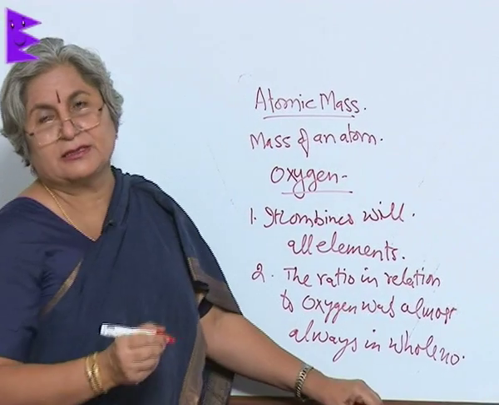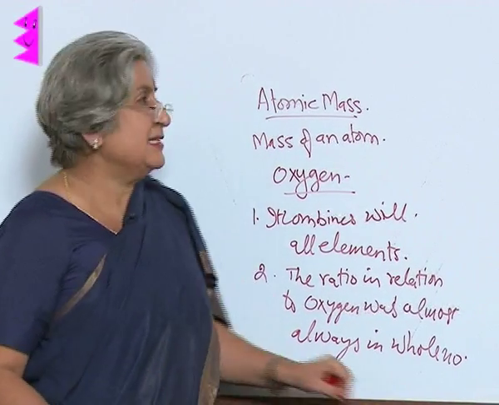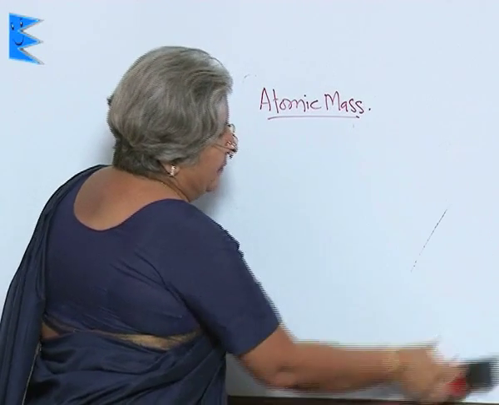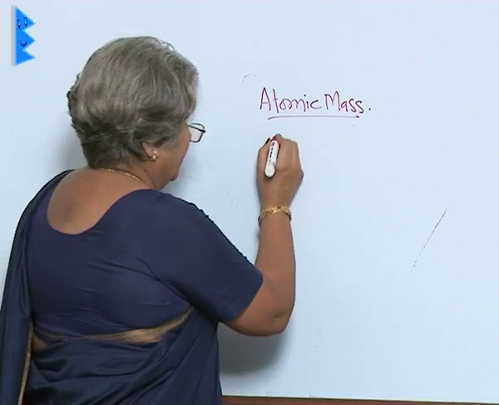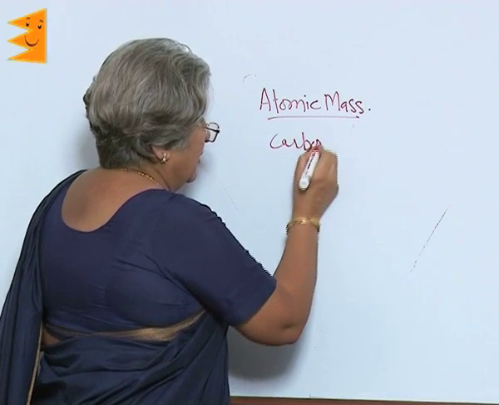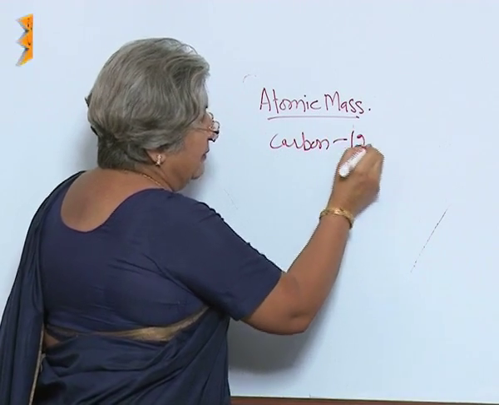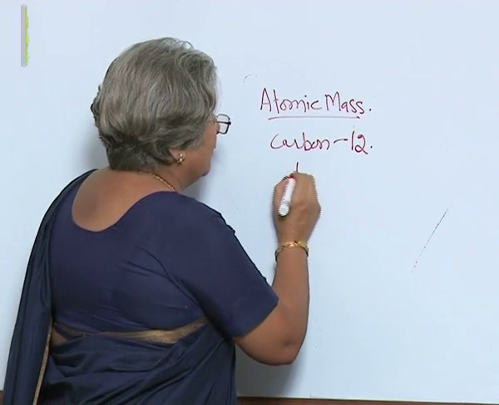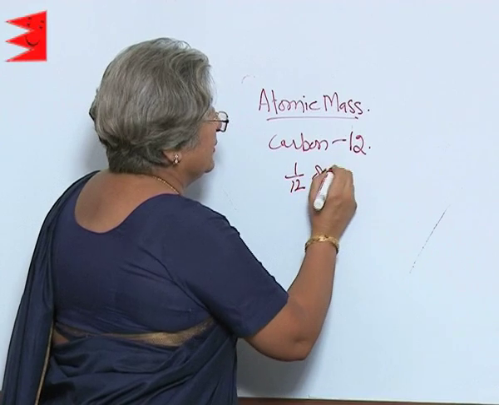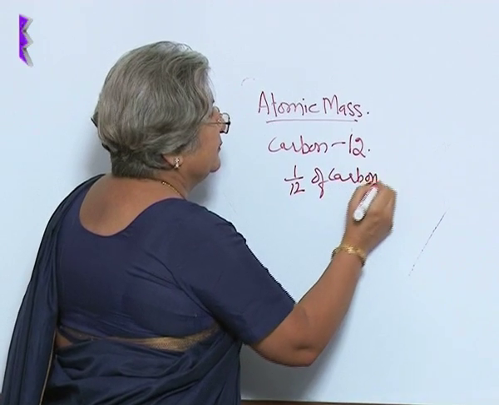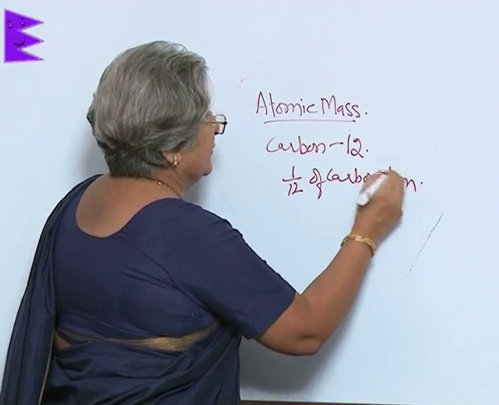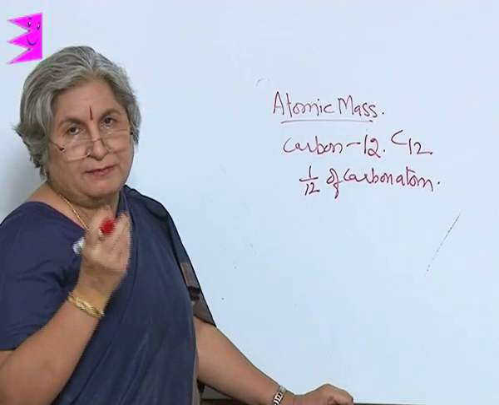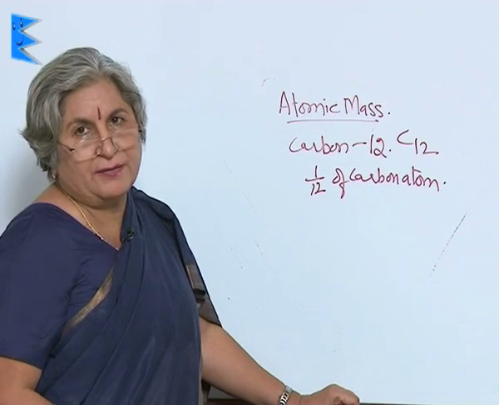However, later this was changed. In 1961, the basis they decided was carbon. Now, carbon atomic mass is 12. So, the basic unit of atomic mass is 1/12th of carbon atom. So, we have taken C12 as the basis of deciding on atomic mass.